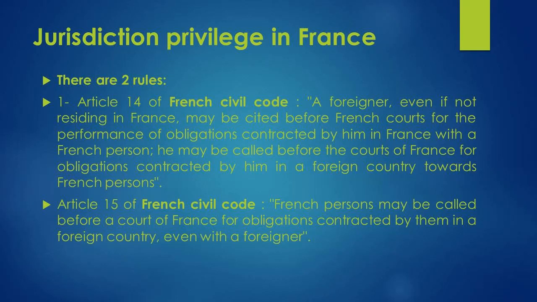So in Article 15 of the French Civil Code, we talk about the jurisdiction privilege. And why do we call it privilege? Because if you remember, the Civil Code was the fruit of the French Revolution. And by this time, French law was dominating. And as a revolutionary era, they thought that they should protect their citizens.